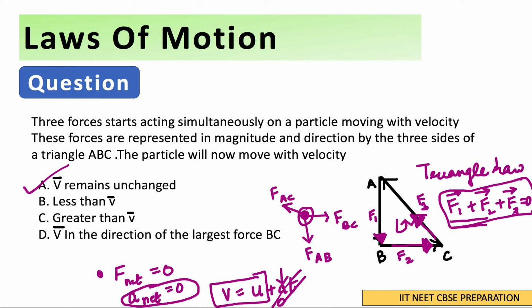Why is the net acceleration 0? Because the net force that is acting, as we can see from the triangle law, is balanced, it is equal to 0. Therefore, since acceleration is 0, the velocity remains unchanged. So that's how we solve this question.